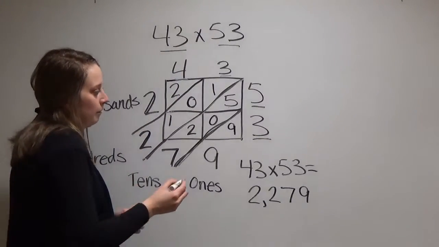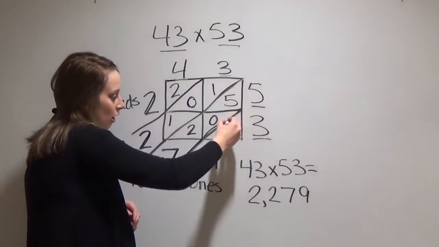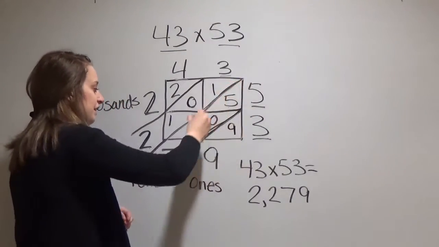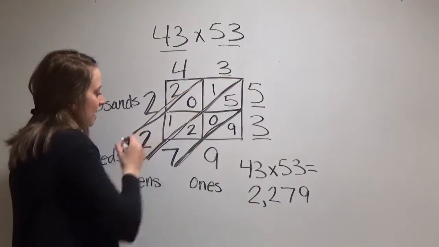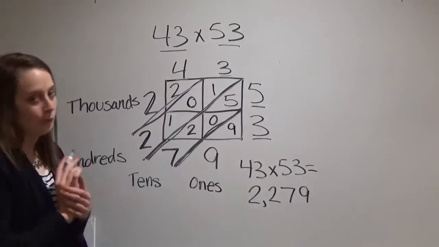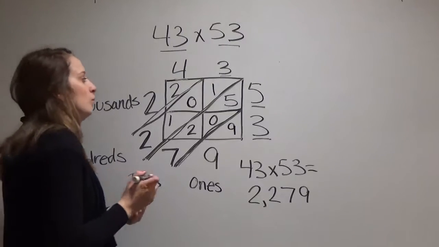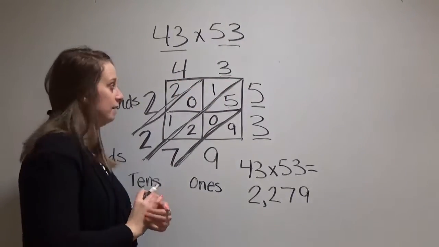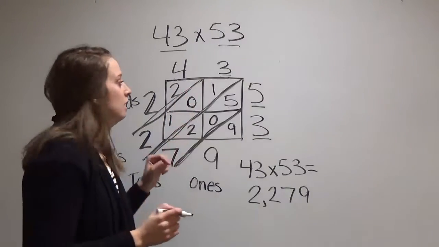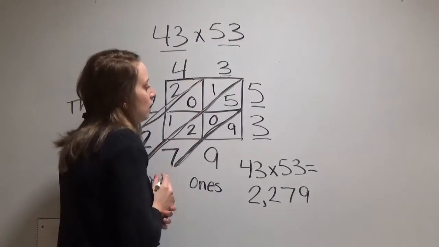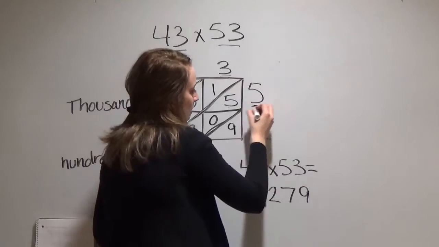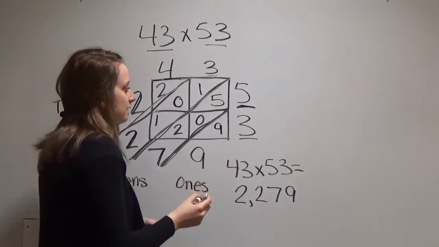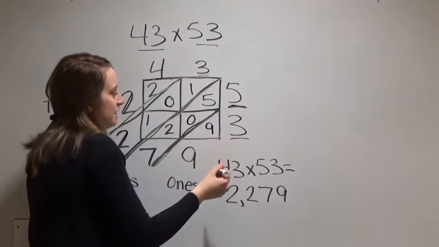With this form of multiplication, it keeps our place values very nice and neat, and we know what each of them means. But why does it work? We know that 43 is really 4 tens and 3 ones. So when we multiply 4 by 5, which, 53 is really 5 tens and 3 ones, we're really multiplying it by 50.